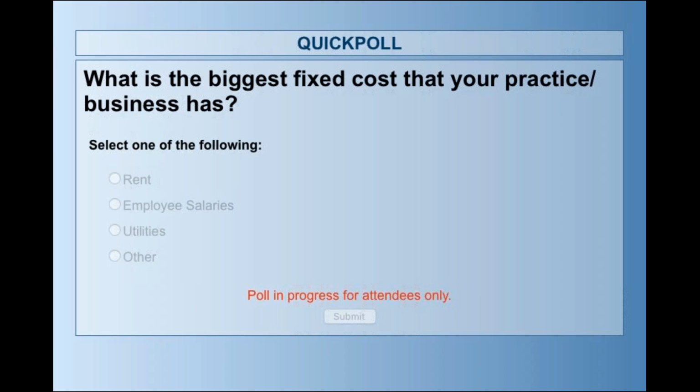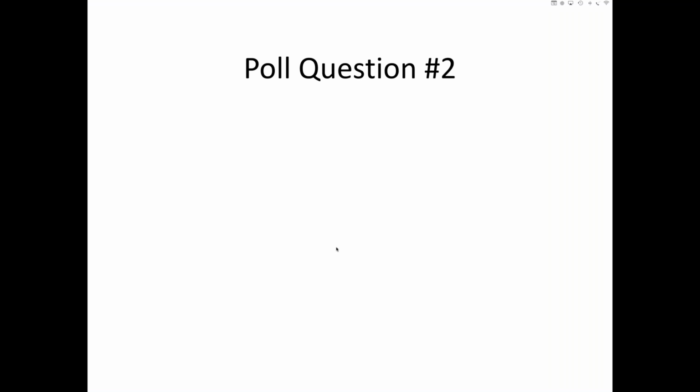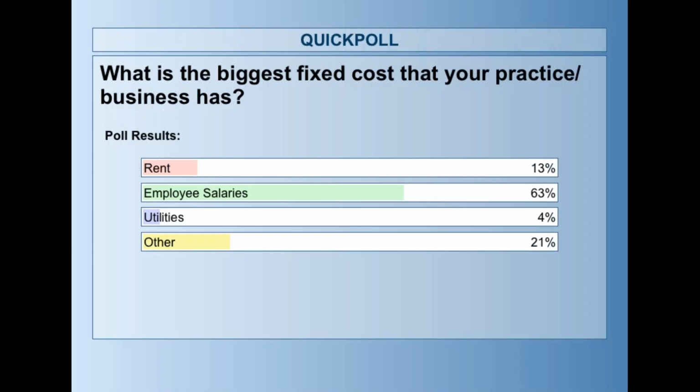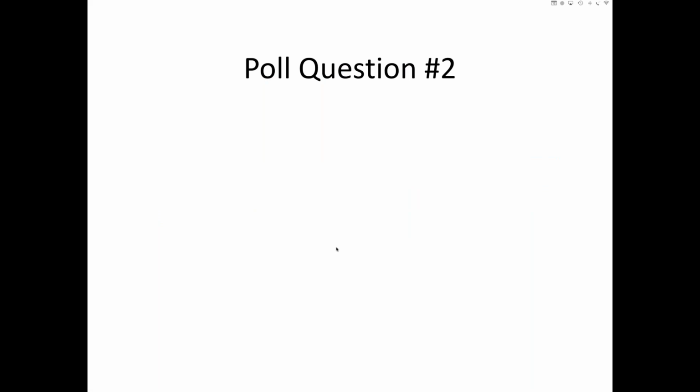All right, we're going to give 5 to 10 more seconds for folks to vote if they have not yet done so. Going once, going twice. Okay, I'm going to close that out. So 63% said employee salaries are their largest fixed cost, 13% for rent, a smaller number for utilities, and then 21% for other as well. So interesting results there. So Ron, I'll go ahead and turn it back over to you here.